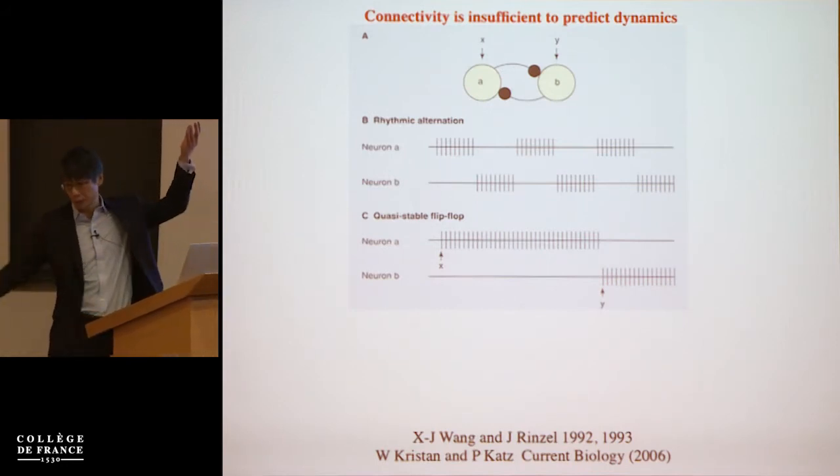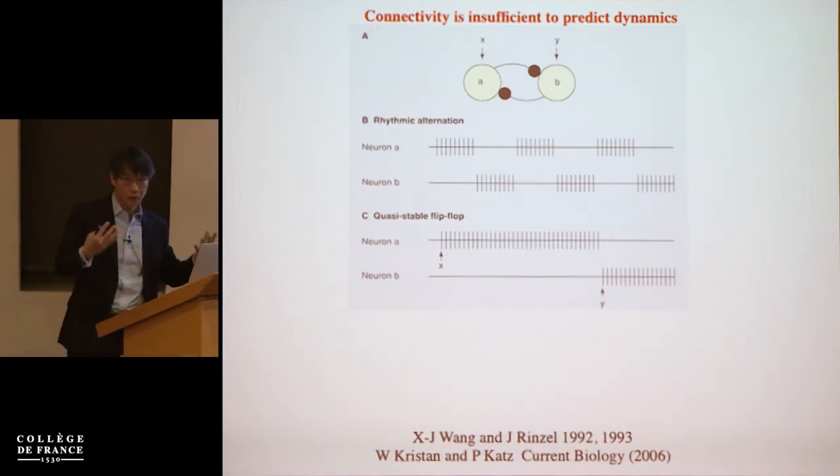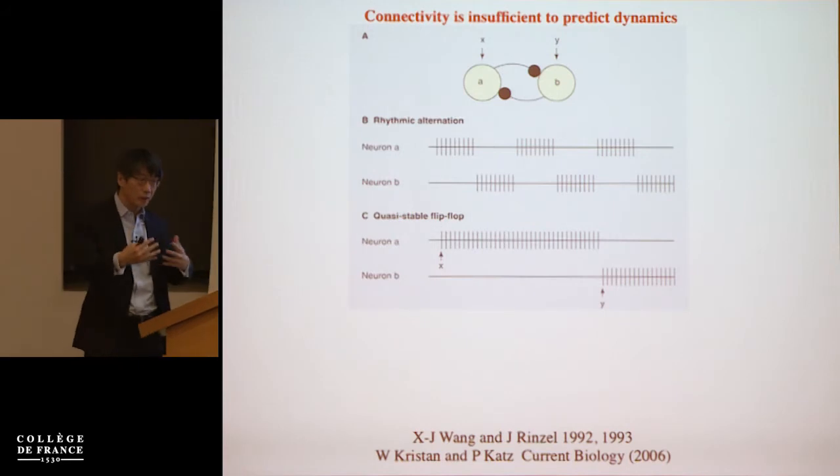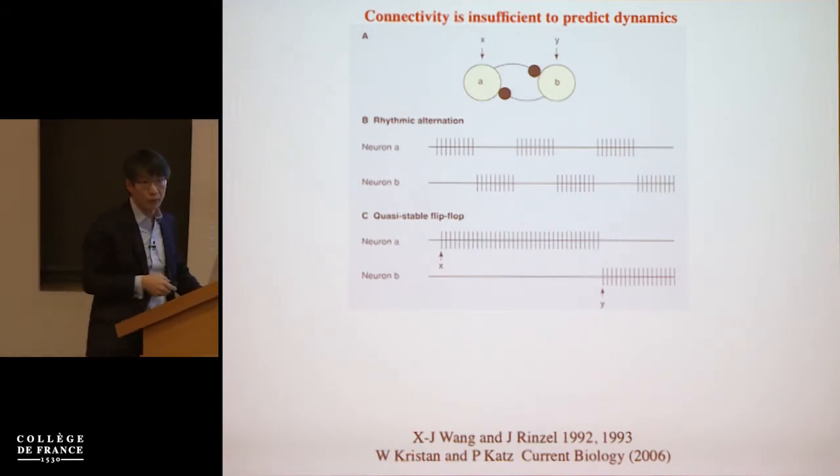Either A is up and B is down all the time, or vice versa. So the same connectomics, if you like, right? Depending on the dynamics of the neurons, it could either behave this way or that way.